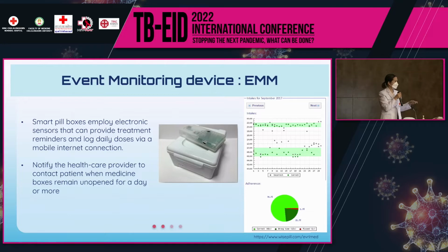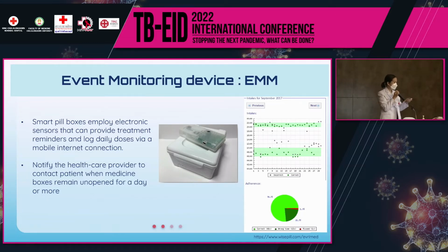Sorry. And next is the event monitoring device, or EMM. This is a smart pill box employing an electronic sensor that can provide treatment reminders and log daily doses via mobile internet connections. When the patient opens the box, the sensor will send a signal to the system, and then it will collect and stamp the time and date that the patient opened the box. And this can notify the healthcare provider to contact the patient when the medication box remains unopened for a day or more.